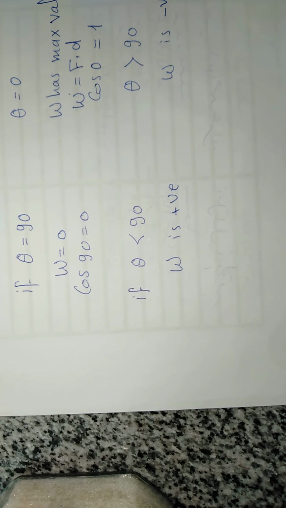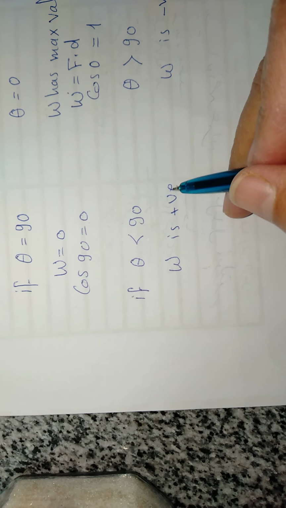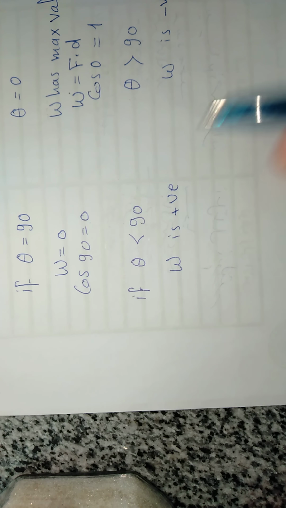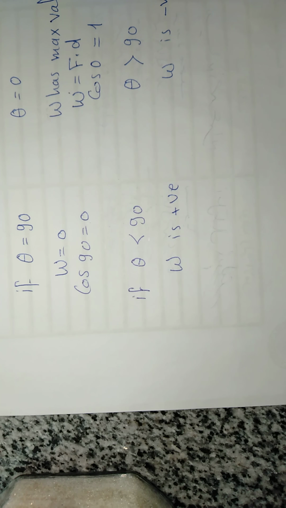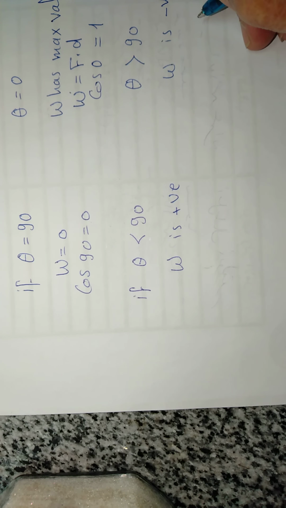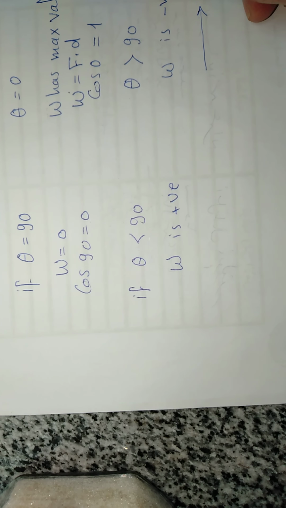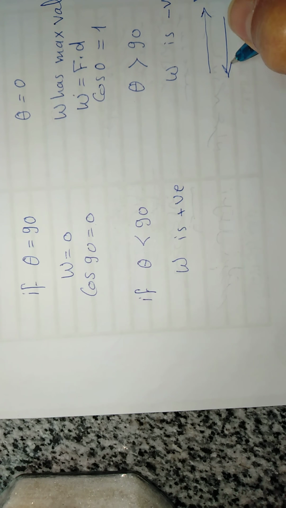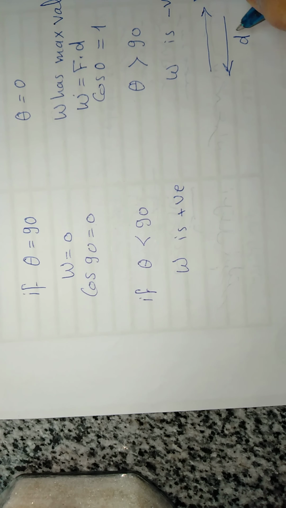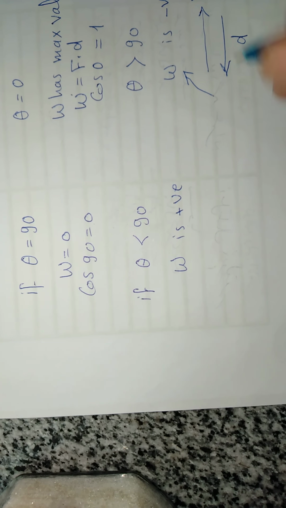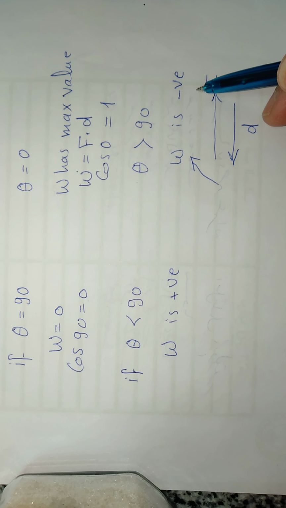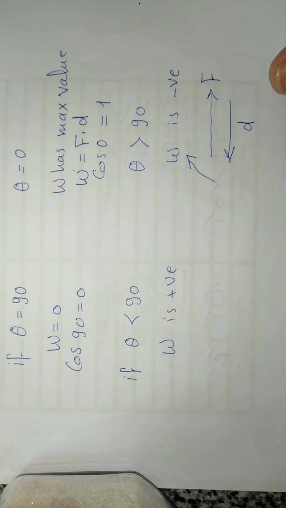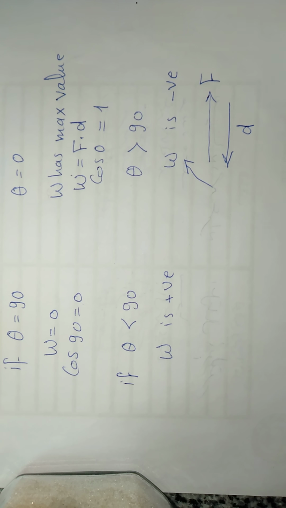There is negative work and positive work. If it is positive, there is an angle between the force and displacement, and this angle is less than 90. And it is negative if the angle is greater than 90. Also, if the force and displacement are opposite, the work is also negative. This is about the work.